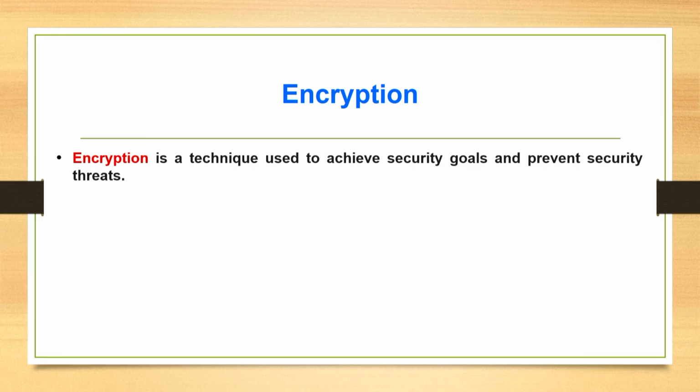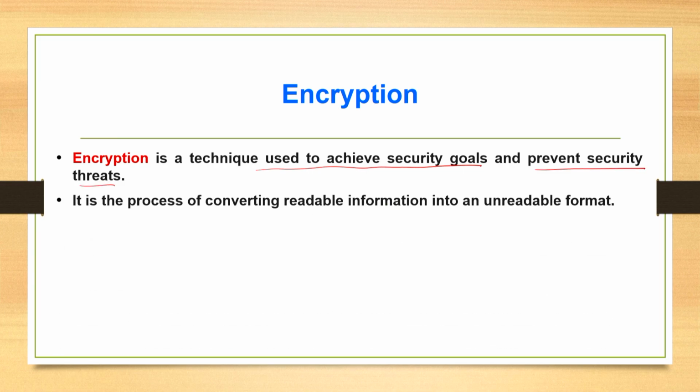Next, I will discuss encryption. I mean the methods, or you can say the processes, that network security provides for preventing the misuse of data or unauthorized access to data. Under that category, the first one is encryption. Encryption is a technique used to achieve security goals. Security goals means confidentiality, integrity and availability, and to prevent the security threats.